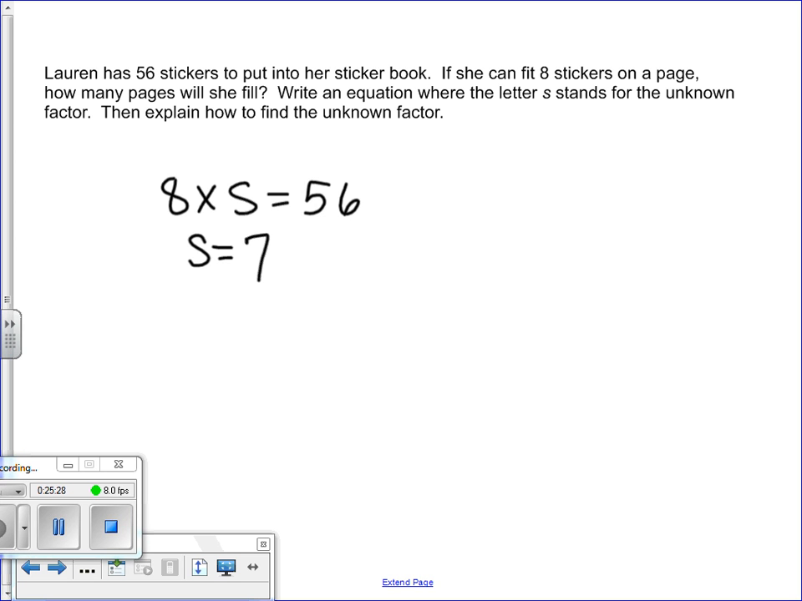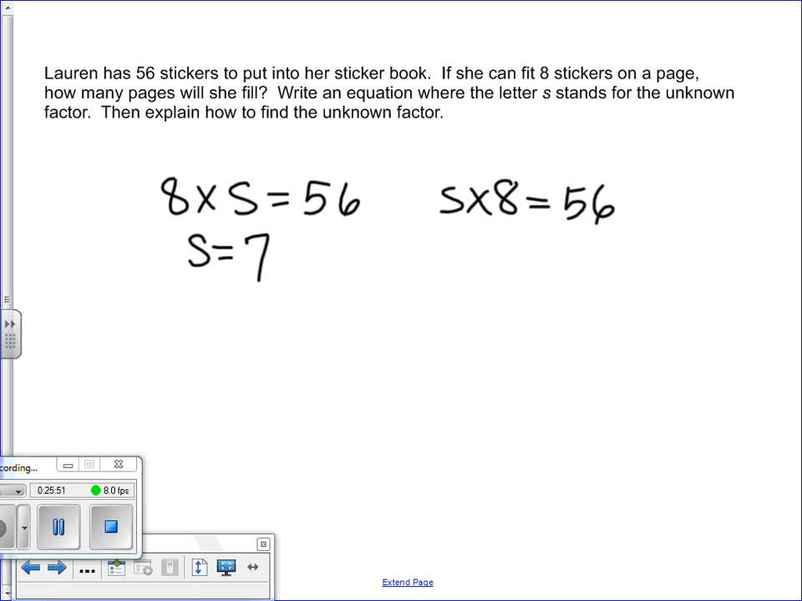If I wrote S times 8 equals 56, is this correct? Of course it is. Tell me what property of multiplication tells us that S times 8 will give us the same answer as 8 times S. Joanna, commutative property, right.